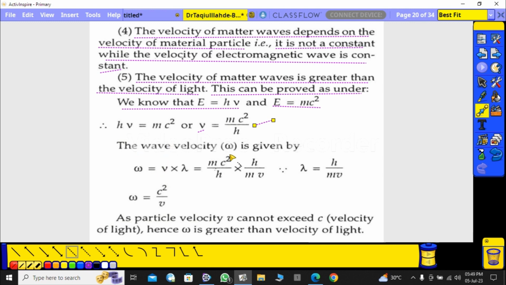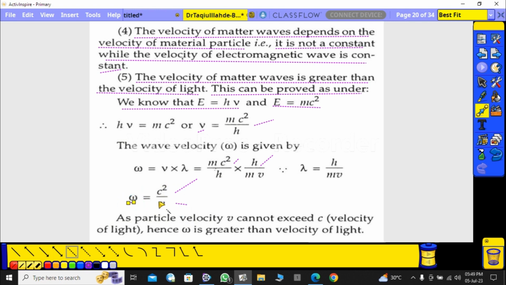Now the wave velocity omega is given by omega is equal to frequency into lambda. So we are using this part, and lambda is h by mv, as we already know the value of lambda. So the frequency is equal to this one, mc square by h, and lambda is equal to this one, right? Just to simplify, some common terms will go, h and h, and mass and mass will go. So you are going to get c square by v. This is the wave velocity.